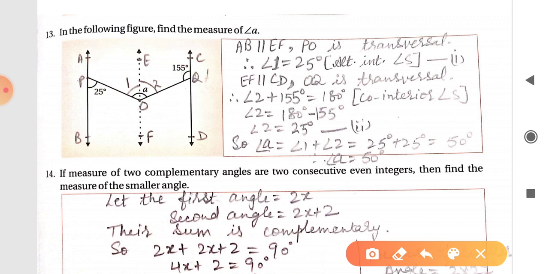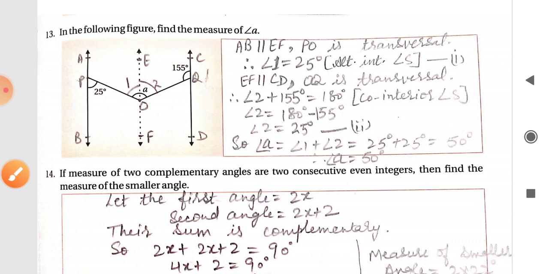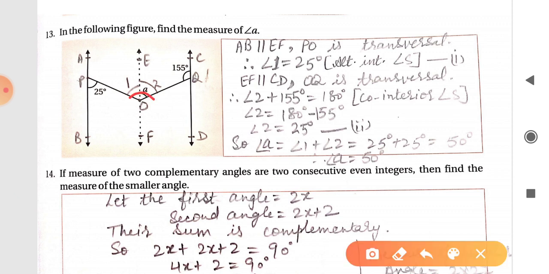So first of all we will give it naming, because names are not given in this figure. I have given it naming A, B, C and D, P, Q, and this is E, F, and this point is O. Now we have to find value of angle A, and I have divided angle A into two parts because I can't find value of angle A together. So I have separated it into two parts, angle 1 and angle 2.